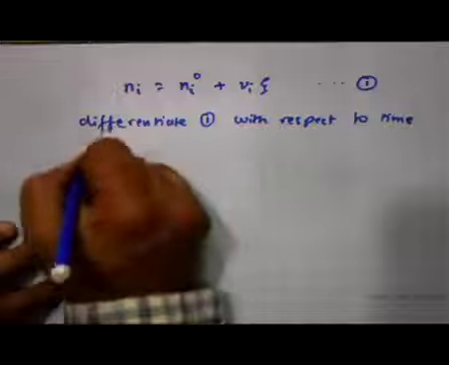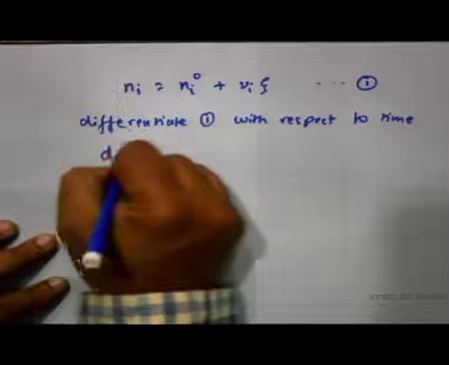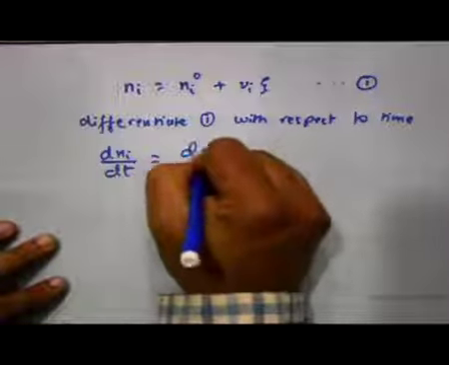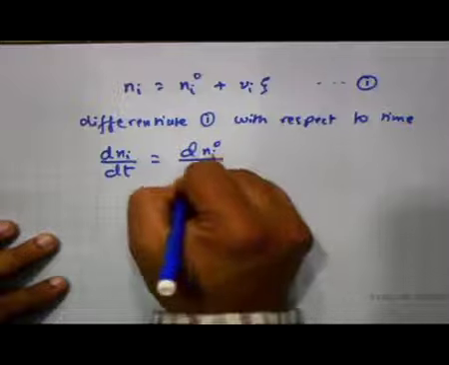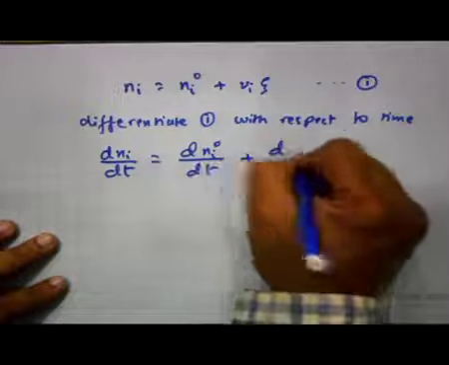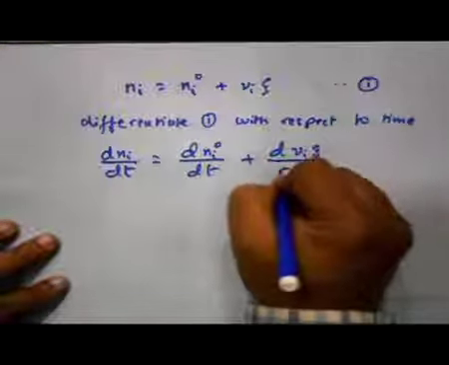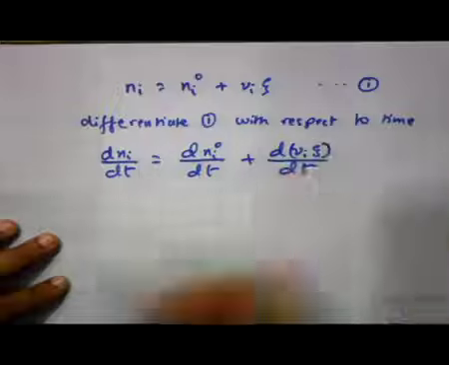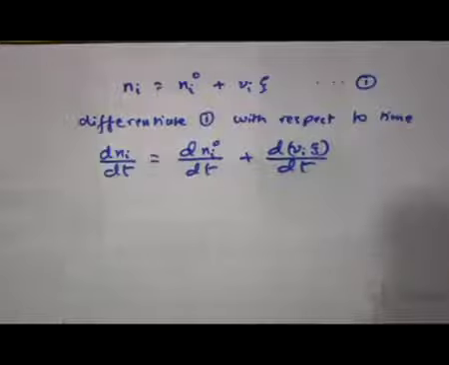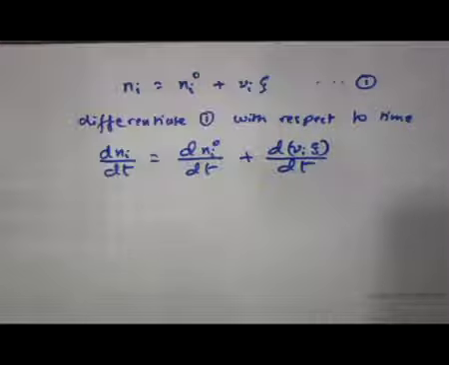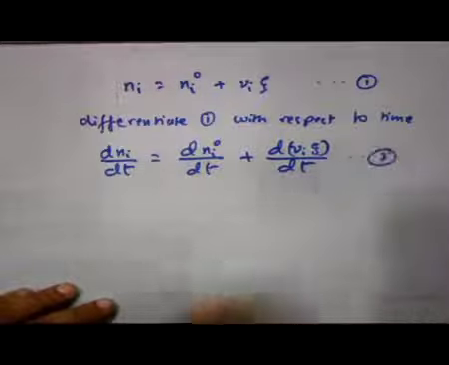So, then this equation becomes dNi over dt is equal to dNi 0 over dt plus d of nu i xi over dt. Now, pay attention. What you have done is you have taken equation 1 and you have differentiated each and every term of that equation with respect to t. Let this be equation 2.